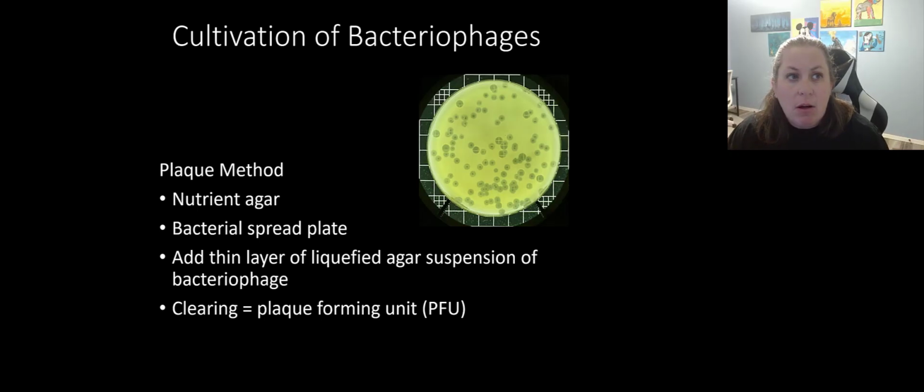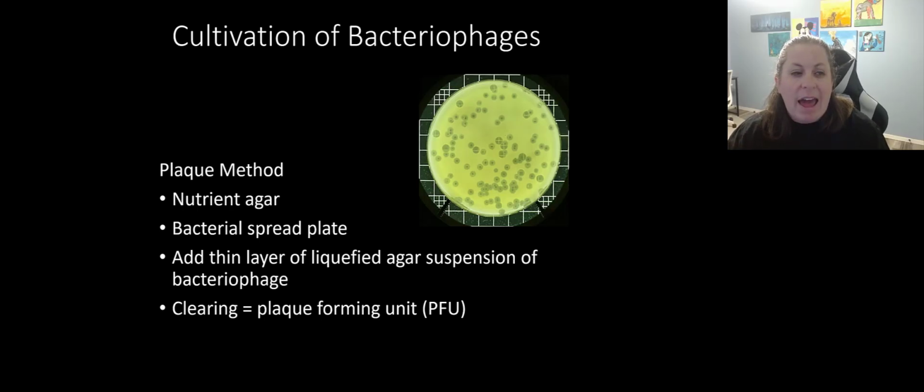All right, so how do we cultivate viruses in a lab, specifically bacteriophages? How can we get them to grow in a lab? How can we get them to where we can study them more? Well, we can use what we call the plaque method. The plaque method is where you would take a nutrient agar and create a bacterial spread plate. Spread plates are talked about in some of our labs, but we would take the bacteria and cover the whole plate with it. So that allows it to grow into what we call a lawn.